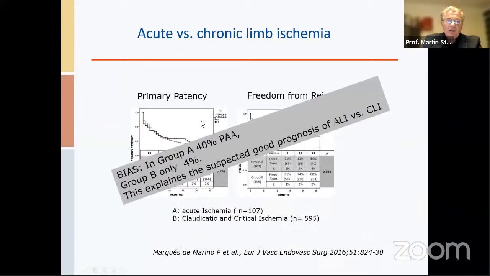But in this case, there was some bias in the publication, because in group A with acute ischemia, there were 40% popliteal artery aneurysms, whereas in the chronic group, only 4%. This might influence results, because if you treat this by surgery, as I showed, of course, you have a very good long-term result.